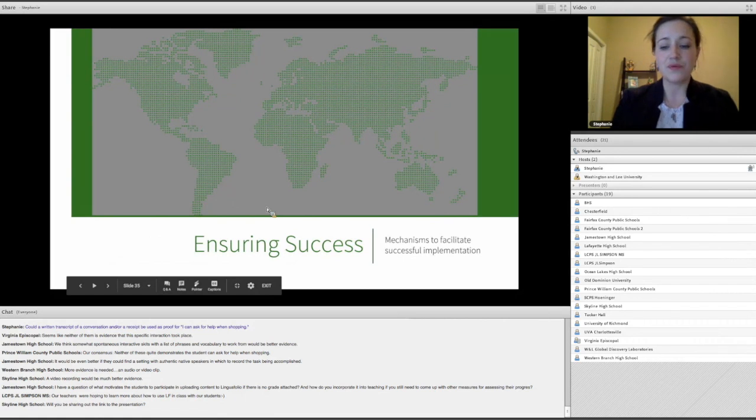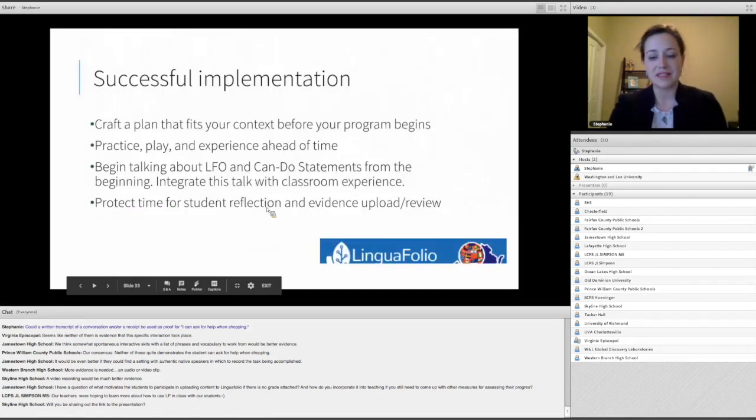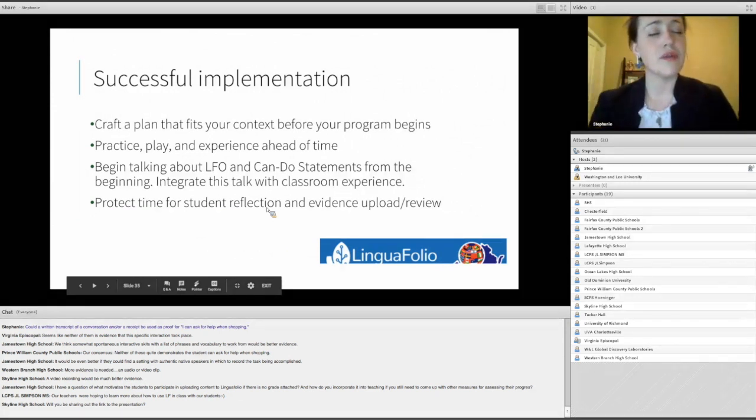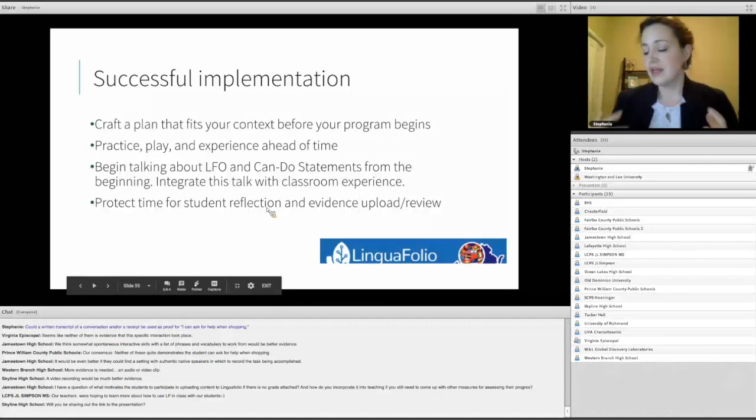And that's it. So, some mechanisms to facilitate successful implementation. You want to craft a plan with Linguafolio Online, or whatever portfolio you're using, that fits your context before your program begins. Your program being your school year, your semester, whatever you're doing. So if your students engage in reflection at the end of the week, then always make sure that you plan for it.